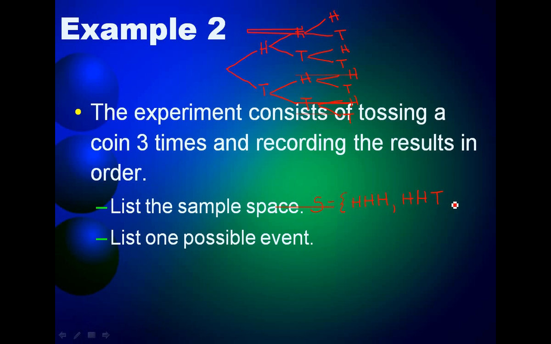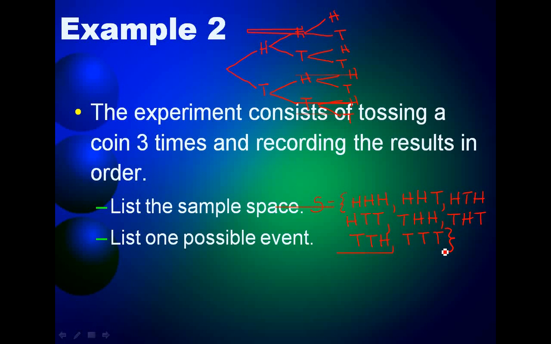You could get heads, tails, heads, heads, tails, tails, tails, heads, heads, tails, heads, tails, tails, tails, heads, or tails, tails, tails. Those are the 8 possible outcomes, and they make up your sample space.